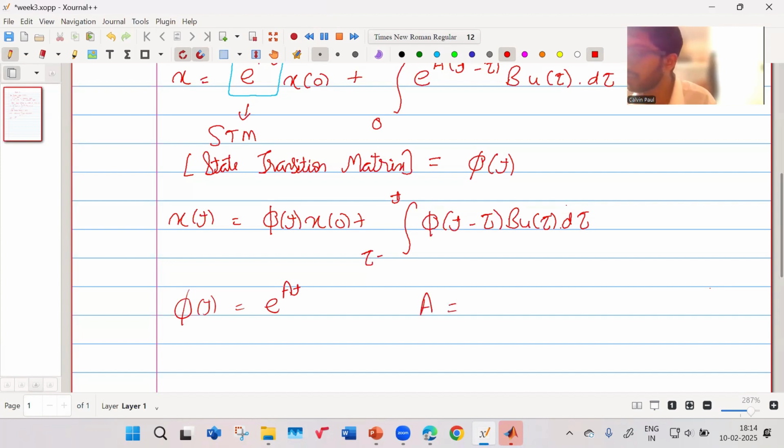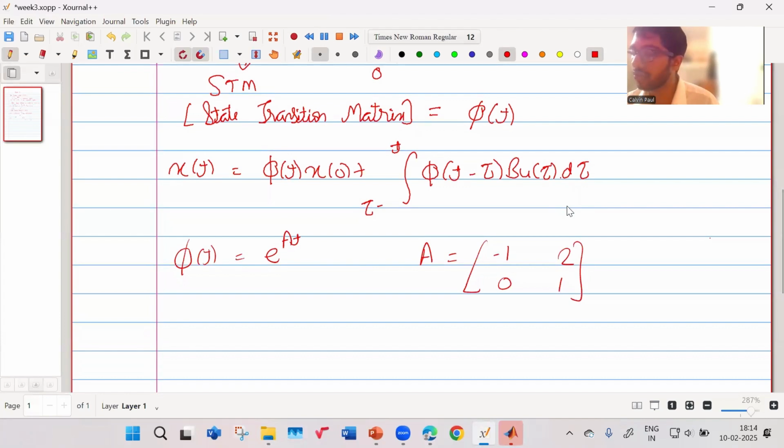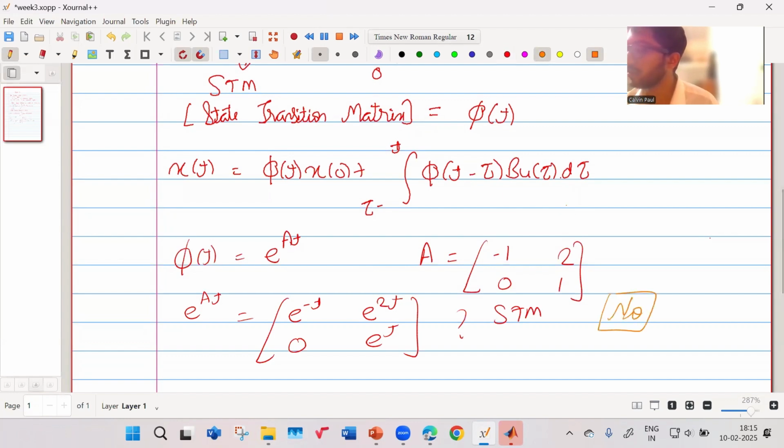Suppose we have A equal to -1, 2, 0, 1. This is our matrix. Then how do we find e raised to A t? Can we write this as e to power minus t, e to power 2t, 0, e to power t? Is this the state transition matrix? No, this is wrong. This is not the way to find the state transition matrix. So then how do you find it?